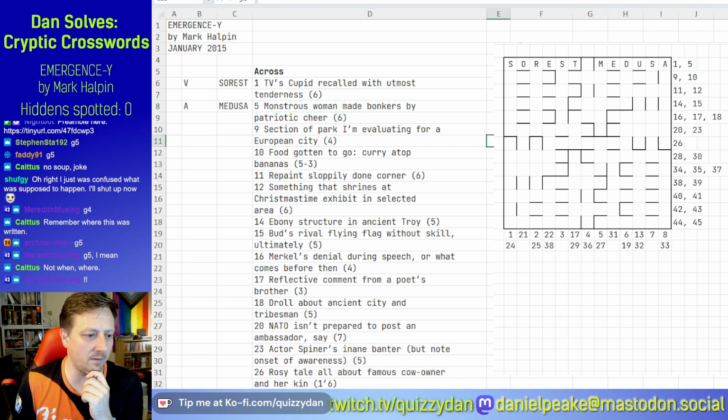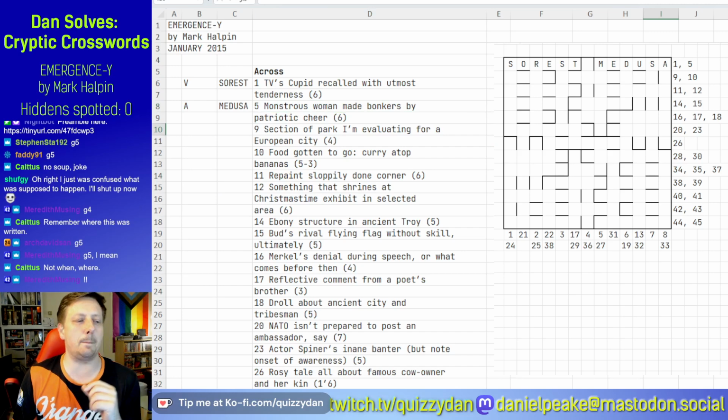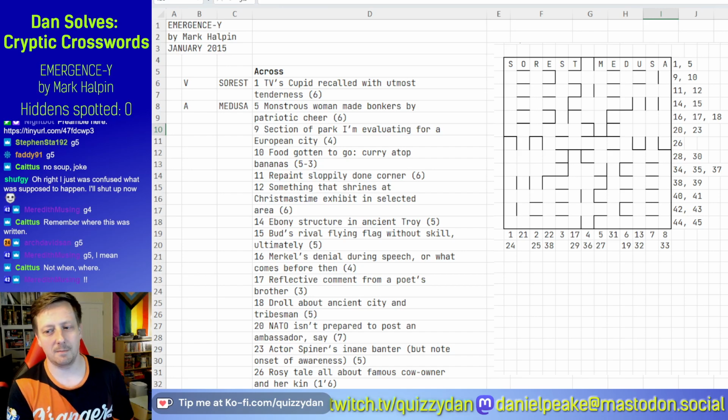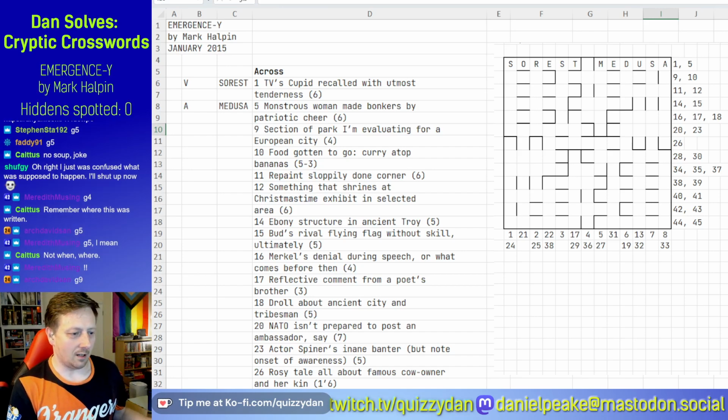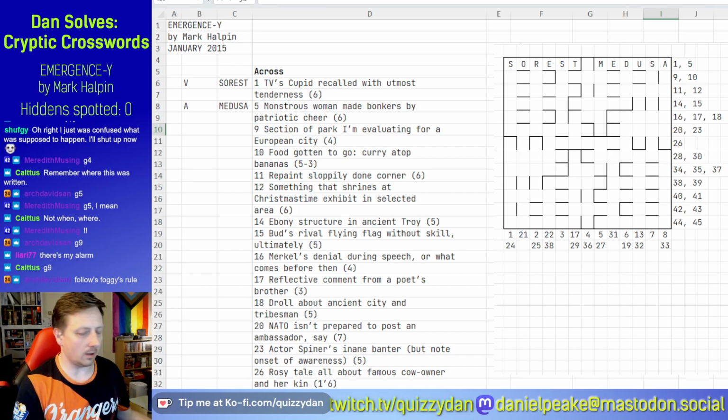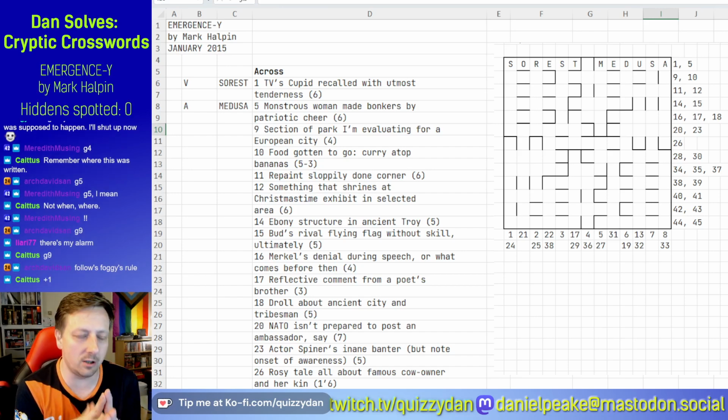Section of park I'm evaluating for a European city. Got this, happy with this, very, very happy with this, it turns out. I'll tell you that it is one letter that is going. Turn it off, turn off the alarm. Nobody likes an alarm going off. Go for 9.